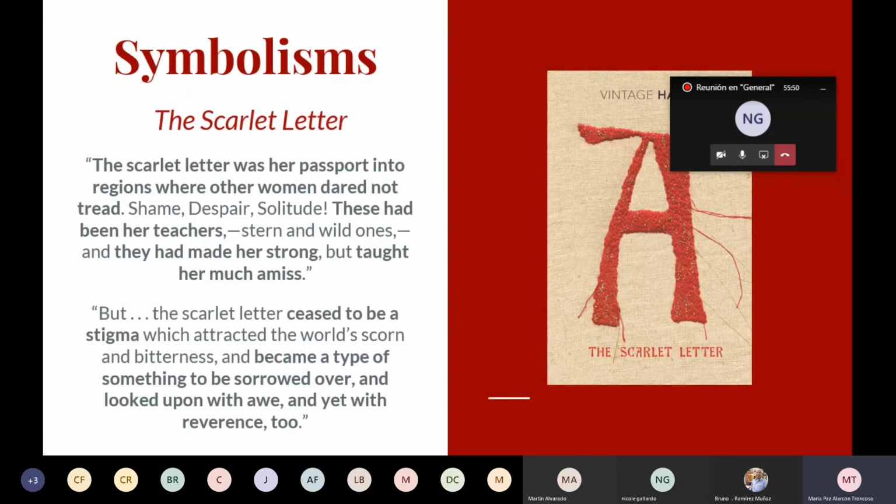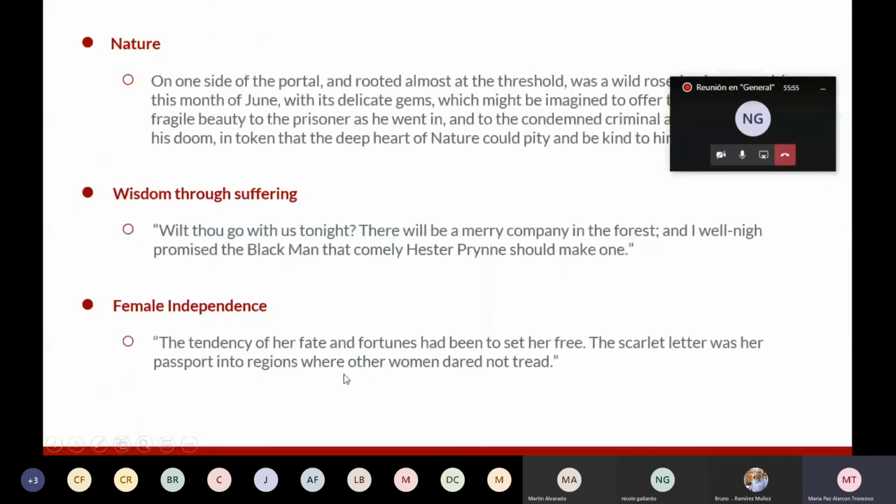which is the most evident theme. When you read the story, you can notice this theme with no problem. In this story, Hester makes her own decisions, and she is able to take care of herself and to take care of her daughter while facing Puritan society and the judgment that she received every day, and people trying to take her daughter away and stuff.